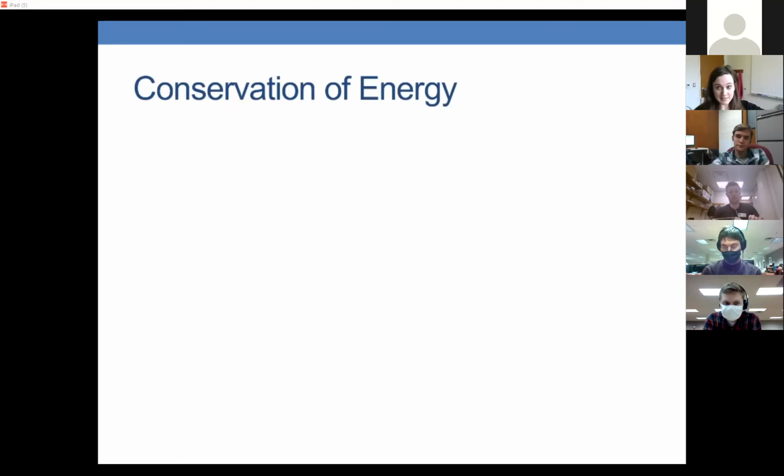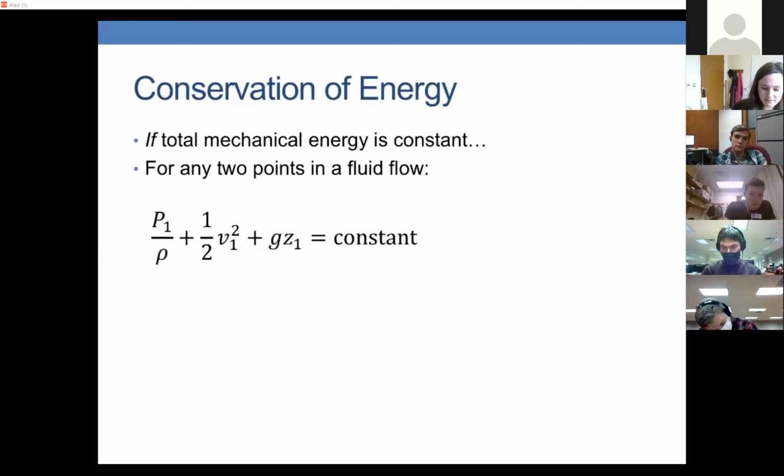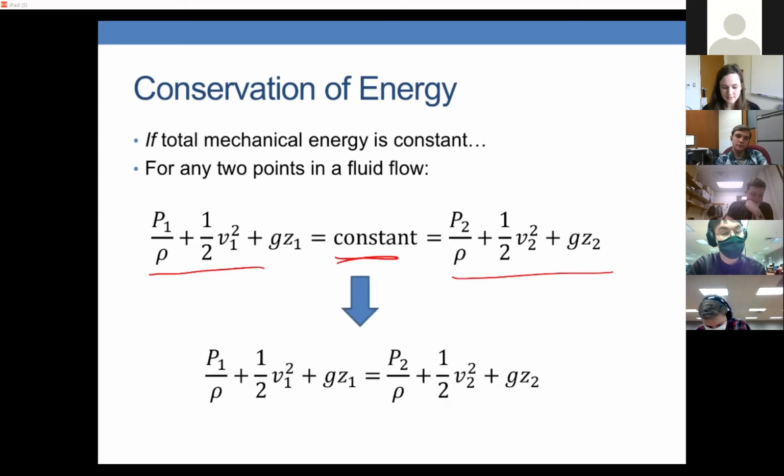All right, that depended on an assumption though: we assumed energy was conserved. So if total mechanical energy is constant, then this part equals some constant, which means that constant also equals the mechanical energy at point 2. And so we can put 2 points in the flow equal to each other.